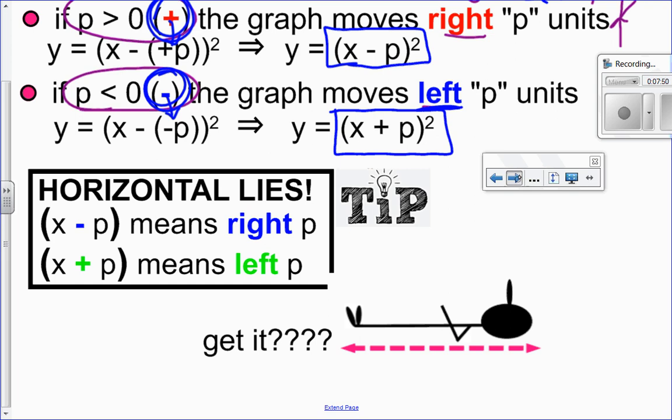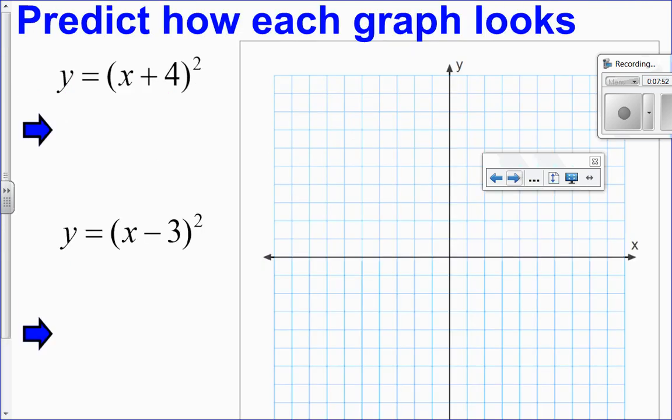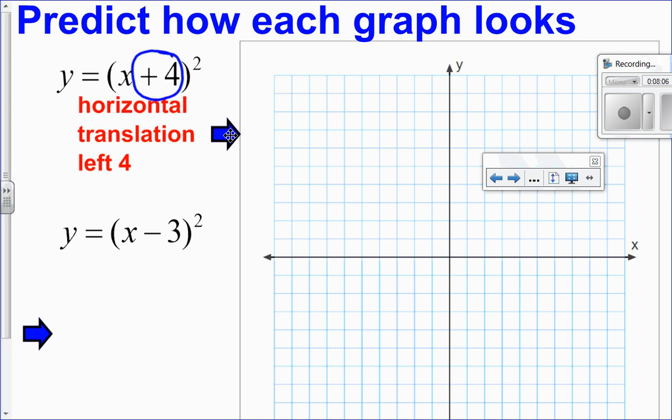Horizontal lies. So let's use this and predict how each graph looks, remembering that horizontal lies. So look inside the brackets here. I have a +4. So I would think it goes 4 to the right, but actually horizontal lies, it goes 4 to the left. So looking at my base graph, remember I have my origin, I have 1 point on either side. Since I'm dealing with a horizontal translation, just like a vertical translation, I can pick the whole graph up and move it over. So I'm going to move it over 1, 2, 3, 4 times to the left. There it is.